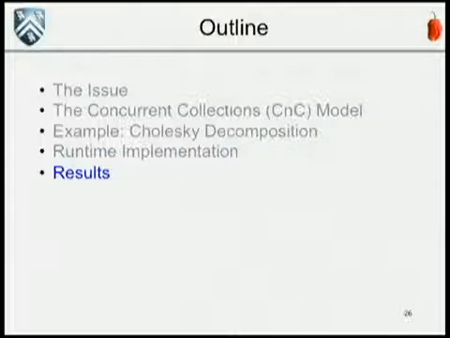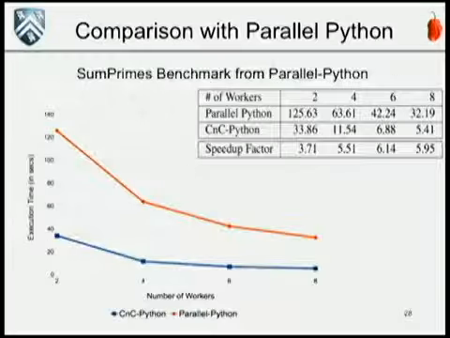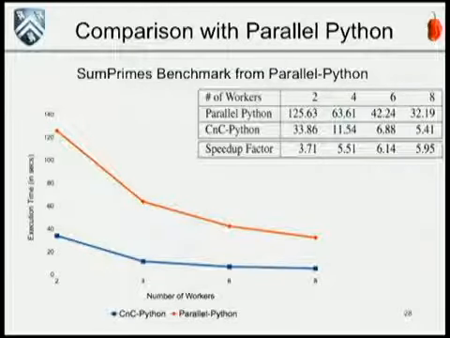OK, so getting into results. It was multi-core, not many-core. So I don't have thousands of cores to present, but 8 is good enough, I guess. We use CnC-Python, and the only other framework I found for Python was Parallelism, which tries to hide away the multiprocessing module from you. I'm not aware of other high-level Python frameworks, but I'd be happy to know if I missed any. And then the other Java and Babel versions.